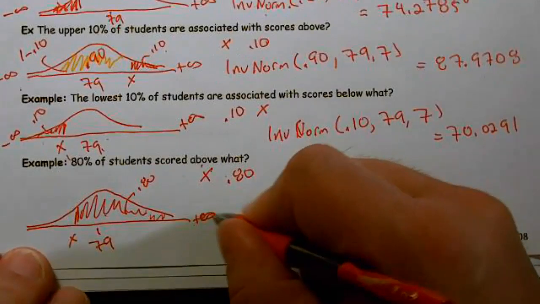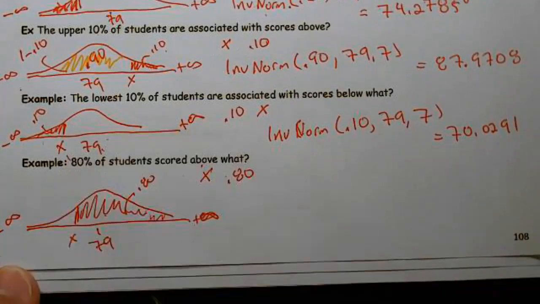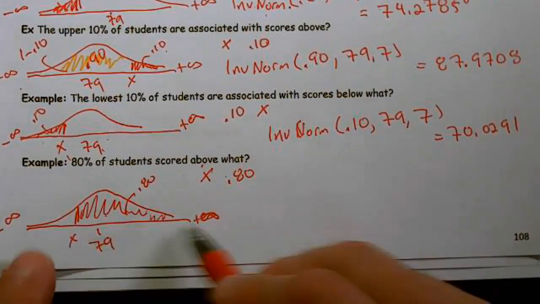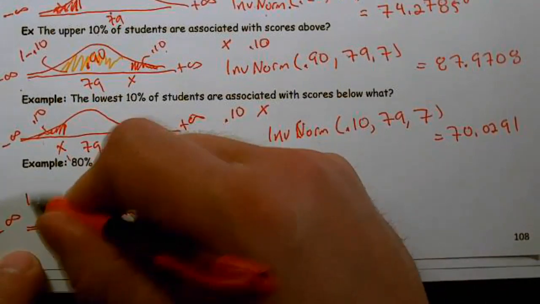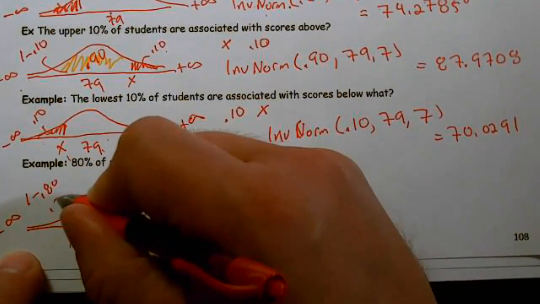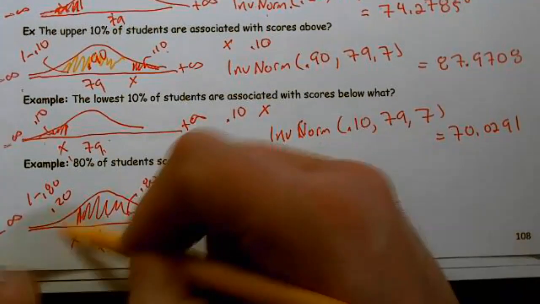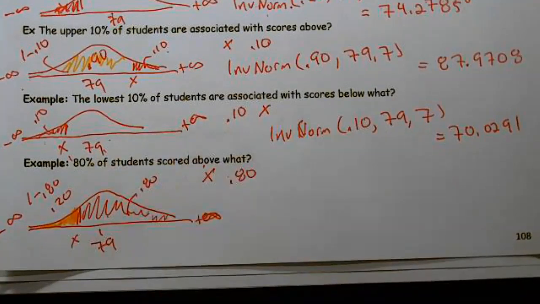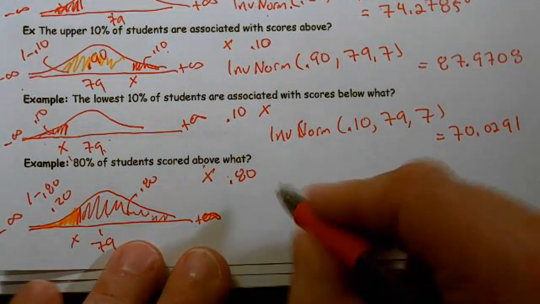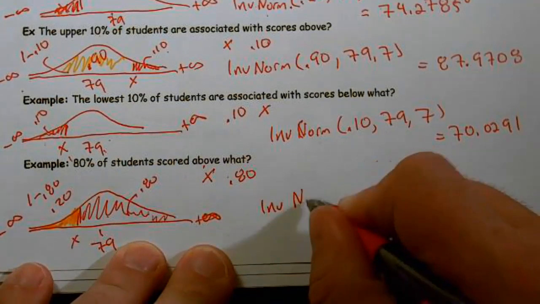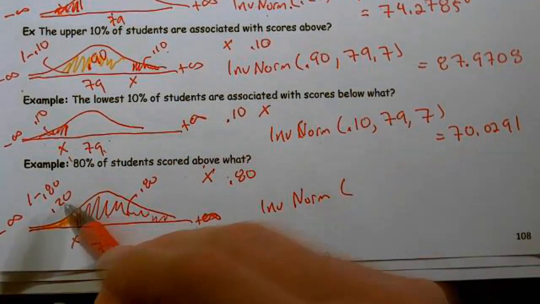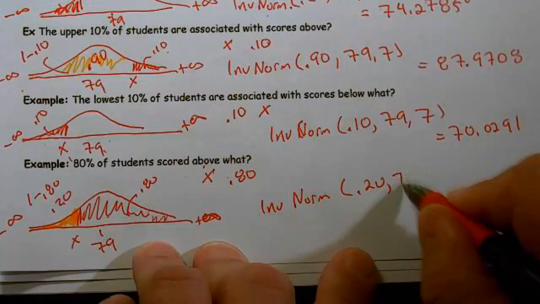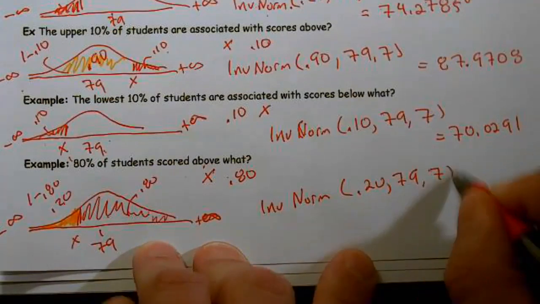Now, please remember, the calculator works from negative infinity up. So we are going to have to subtract. Okay, anytime we're shading from above, we're going to have to subtract. So we're going to have 1 minus 0.80. And that tells me that this part that I'm shading right now is 20%. All right. So in this case, we have an inverse norm, lower 20%, which is 0.20. My mean is 79, and my standard deviation is 7.